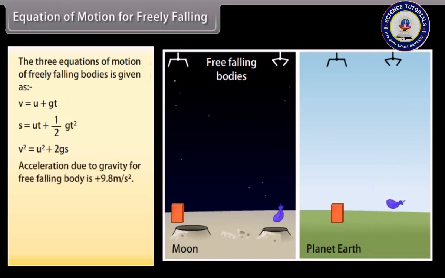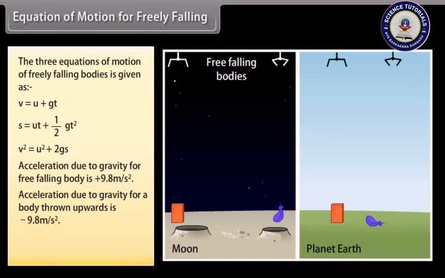Acceleration due to gravity for a freely falling body is plus 9.8 meters per second squared. Acceleration due to gravity for a body thrown upwards is minus 9.8 meters per second squared. Weight of an object on the moon is 1/6th.